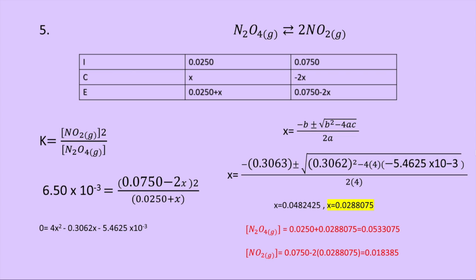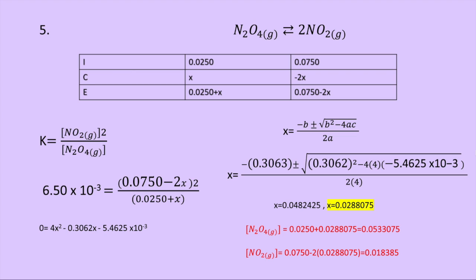So I will go through experiment 5 a little more quickly since you probably have a strong understanding of this by now. So first we will compare Q and K values to see which way the reaction proceeds. And since 0.225 is greater than 6.54 times 10 to the negative 3, we can say the reaction favors the reverse reaction and proceeds to the left.